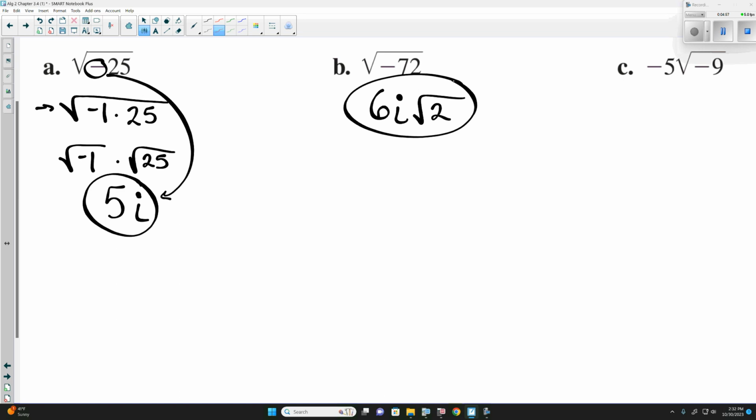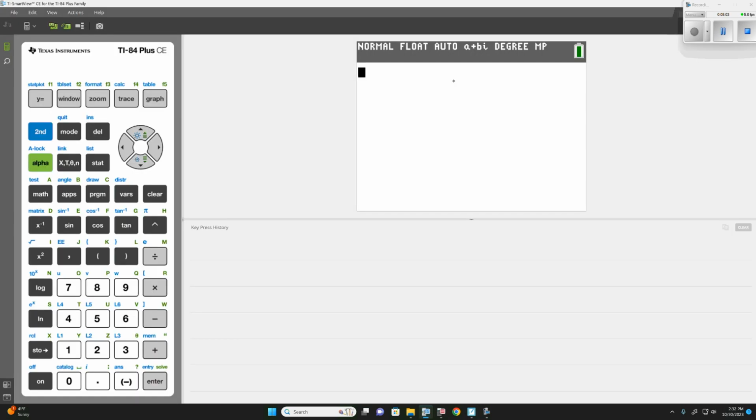Negative 5 square root of negative 9. I'm going to try plugging it into the other calculator.